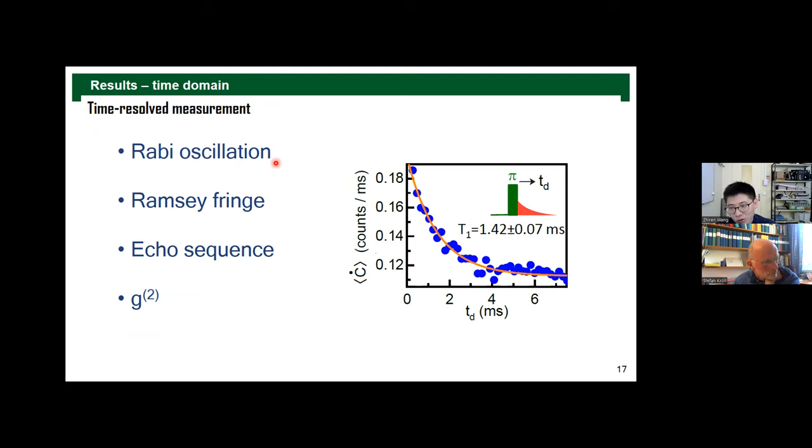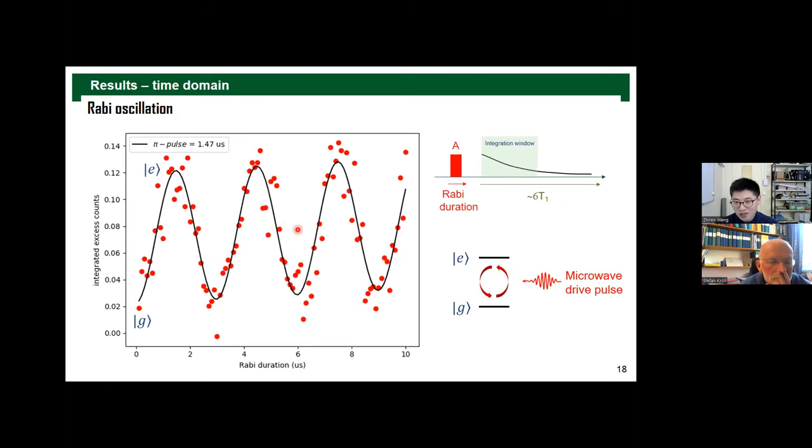But if I tell you we can translate the count rate into a sigma z component, then it's very clear that we can measure all of this. We just read out this component of the matrix at the end. So for Rabi oscillation, we simply change the Rabi pulse duration and do the same thing as before, and we can see the integrated excess counts oscillating.